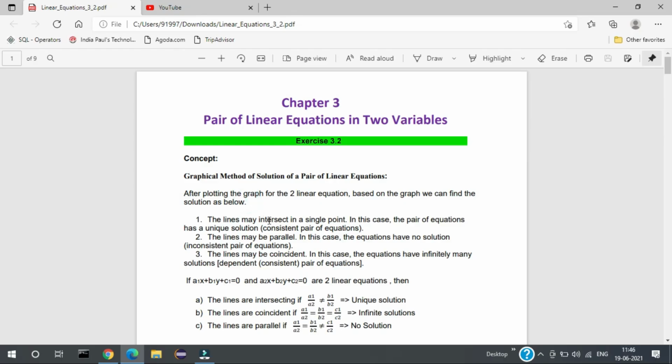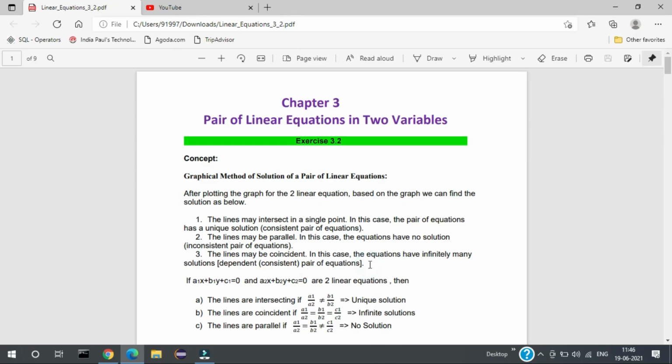The lines may intersect in a single point. In this case, the pair of equations has a unique solution, that is, a consistent pair of equations. The lines may be parallel. In this case, the equations have no solution, that is, an inconsistent pair of equations. The lines may be coincident. In this case, the equations have infinitely many solutions, a dependent consistent pair of equations.